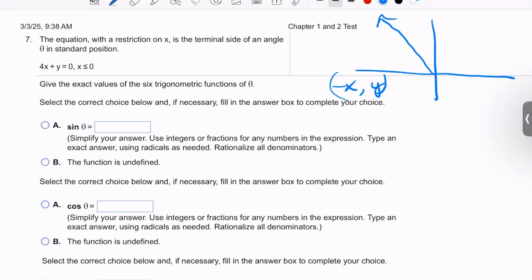And when we're talking about this vector here, x is going to be equal to 1 and y is going to be equal to -4. And then you just do these 6 trigonometric functions accordingly. And you already know how to do that.